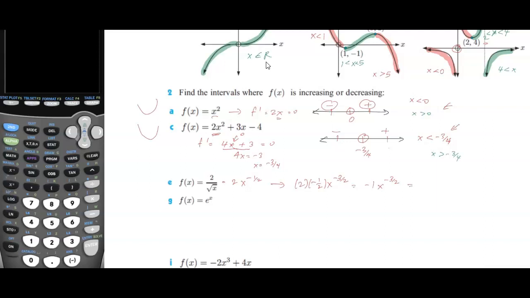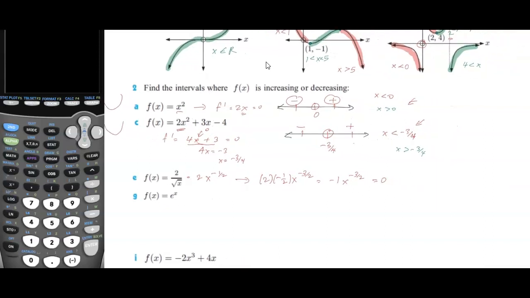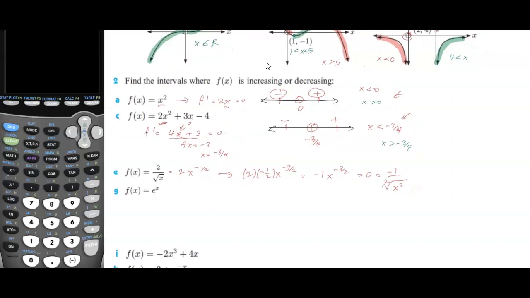When is that equal to 0? It's kind of hard to see when that is equal to 0. I'm going to rewrite it as a square root in the denominator with x cubed. If I rewrite it like this, it's a little bit easier to see that it's pretty hard for this thing to equal 0. In order for this thing to equal 0, the numerator should be 0, which it never is going to be. So basically it's never equal to 0, which means that this function is probably always increasing or always decreasing.